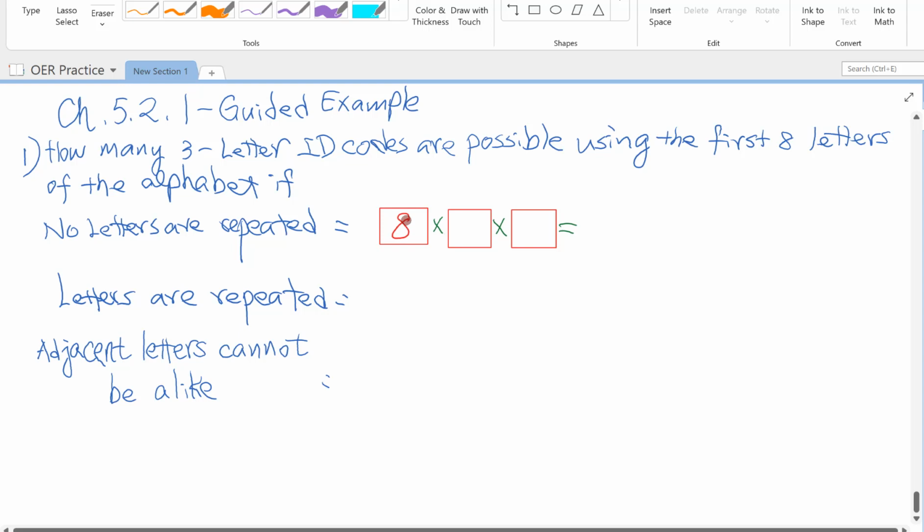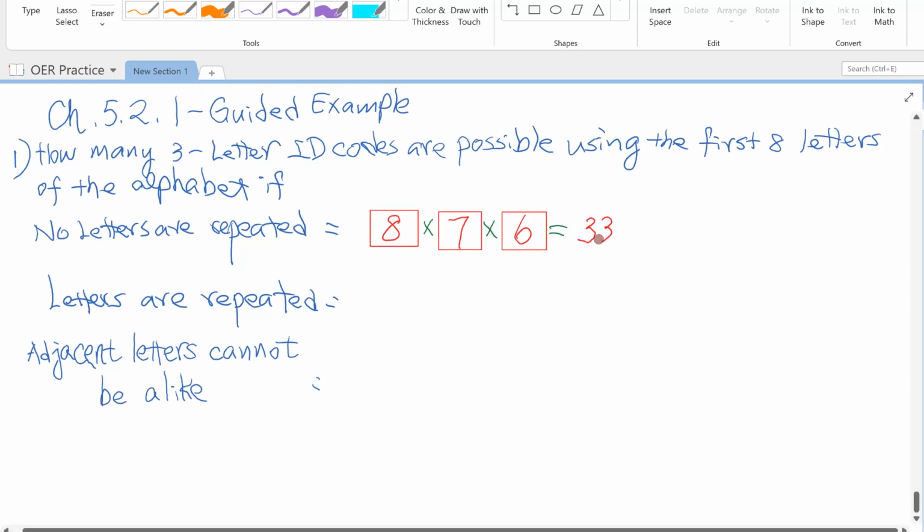Once you have one letter chosen, the same letter cannot be used again. That means you only have 7 letters to choose from for the second letter. And then for the third letter, you need to deduct those 2 letters you already chose, no repeats. So you have only 6 choices. You just need to multiply 8 times 7 times 6, and you will have 336 different ways to get the job done.